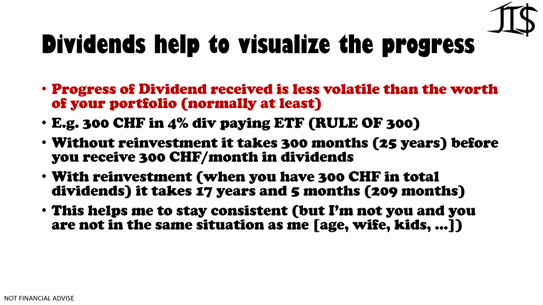But I'm not you, and you are not me, and you are also not in the same situation as me. So I have my age. I'm 44. I have a wife. I have 3 kids. I work here in Switzerland. Switzerland is really expensive, so budgeting is really important. I need to take into account as well that my pension in Belgium is going down and down and down because of the changes that the government is making there to the pension calculation rules. So for me, it's important to reach a certain amount of dividends per month.